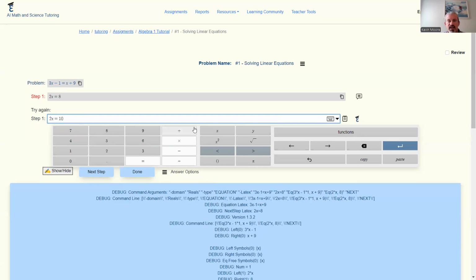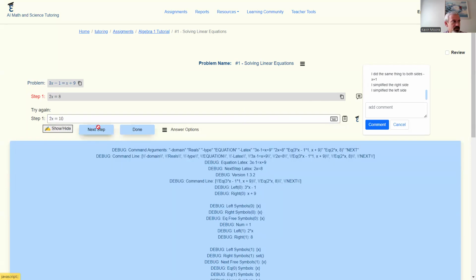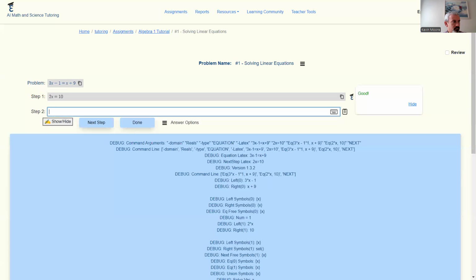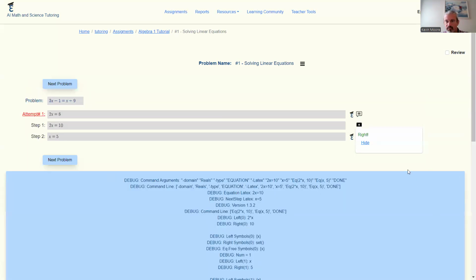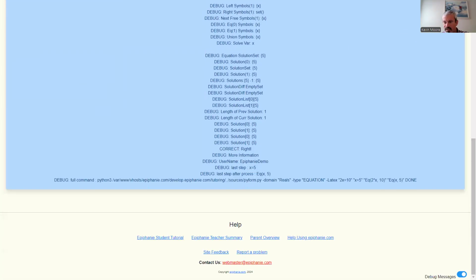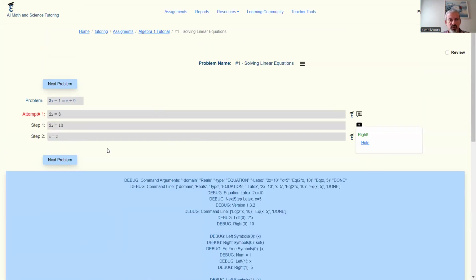So I'm going to fix that step. You'll notice that I added a comment here with those notes that I put in. Your teacher or your tutor might be able to share some comments back to you. We're going to come back here and enter our next step. And we'll finish this up by typing x equals 5, and I'll click done to indicate that we are done with this problem. And I'm going to turn off my debug messages for the rest of this video because we don't need those. Okay, let's go on to the next problem here.